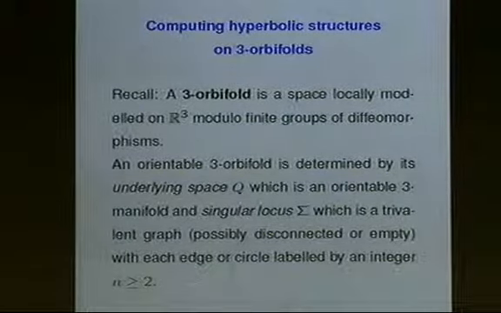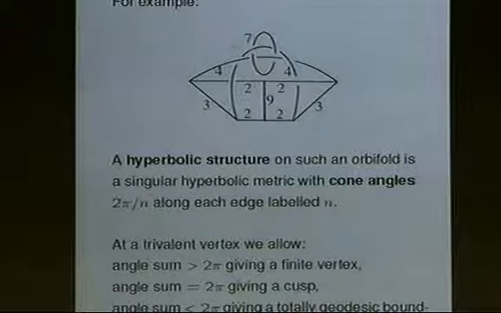And for each of the edges or circles in this graph, you have an integer n greater than or equal to 2. So that tells you about the order of the cyclic group corresponding to a point in the edge. Okay, so you can describe these things just by drawing pictures.